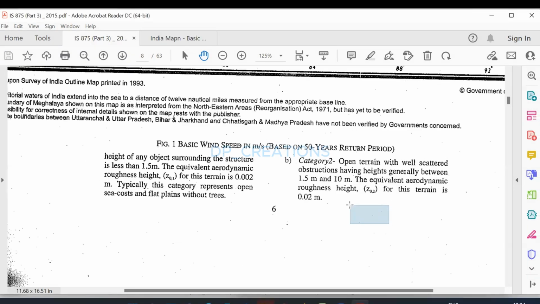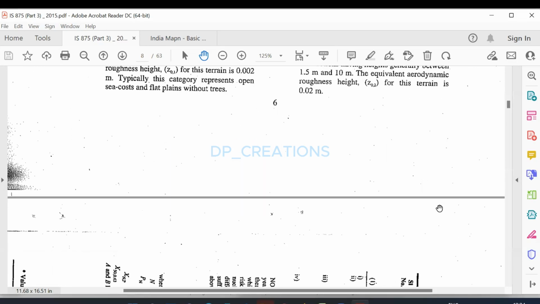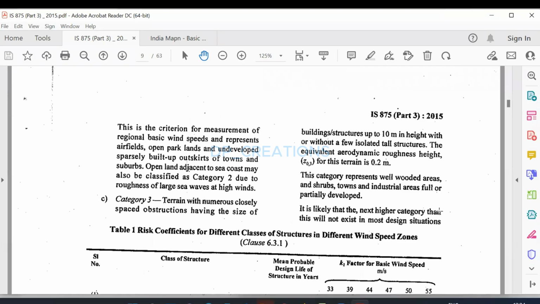Now come to your terrain category 2. Open terrain with well scattered obstructions having heights generally between 1.5 meter to 10 meter. The equivalent roughness height Z0 for this terrain is 0.02 meter. This is the criteria for measurement of regional basic wind speeds and represents airfields, open parklands, undeveloped, sparsely built up outskirts of towns and suburbs. Open land adjacent to a sea coast may also be classified as category 2 due to roughness of large sea waves at high winds. So for this category, any idea, any example?